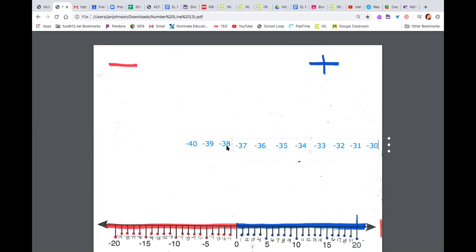All right, running out of room here. So my start is negative 30. You guys said I'm going more negative, and we're minusing 6. So minus 6. So we're going to the left. So we have 0, 1, 2, 3, 4, 5, 6. Negative 36. Okay. Negative 36.